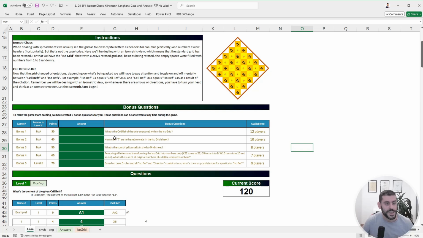So what I did was go into bonus 2, since bonus 1 was available to all 12 players, so no pressure in solving bonus 1. It asks how many 7s are in the yellow cells of the ISO grid. So this is as simple as a COUNTIFS of grid and 7. There's nothing to explain. Probably you could get caught up in the yellow cell reference, but it's just a way to say look at the numbers, so if you count 7 you're good.